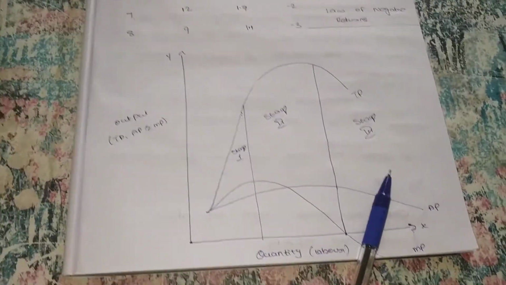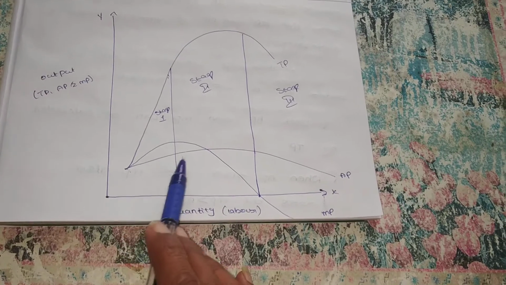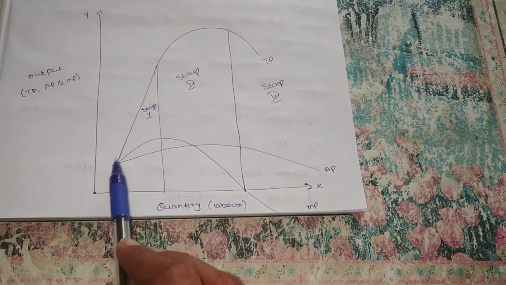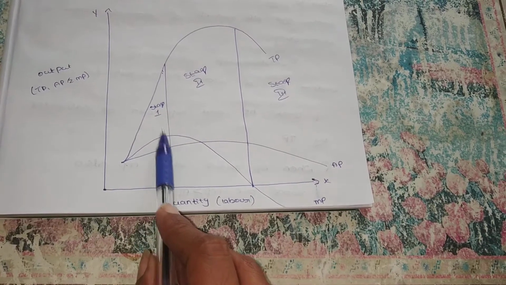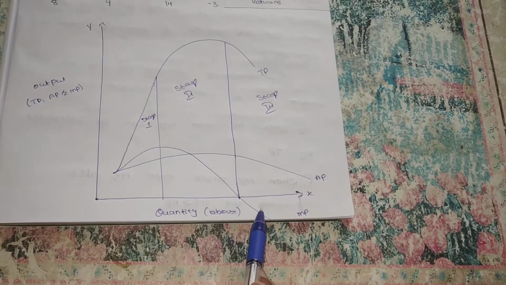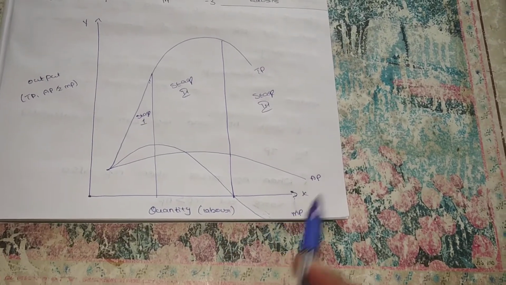Let's see here. This is the marginal productivity curve. It's the second curve. In the first stage it increases, in the second stage it becomes declining, and in the third stage it becomes completely negative. Then it comes like this. So you can say it is the marginal product.